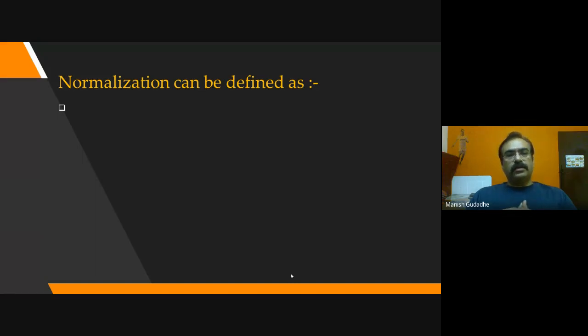And normalization in easy terms can be defined as bringing the database into a good form or normal form. A normal form, or good form, should be accessible, it should be updatable, it should be understandable by any user who is willing to operate on that.